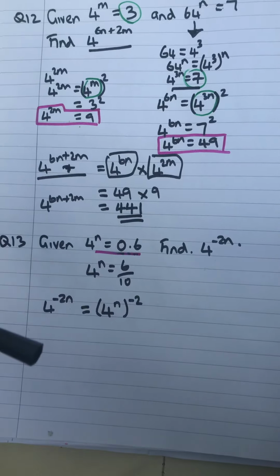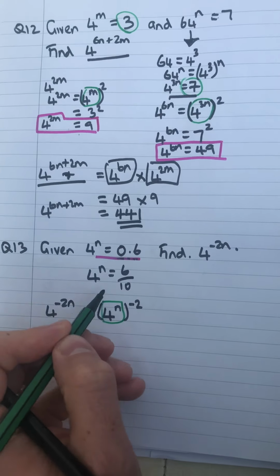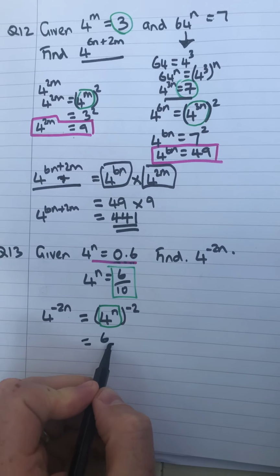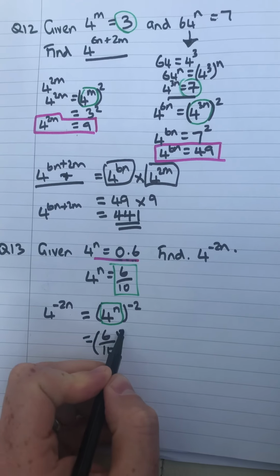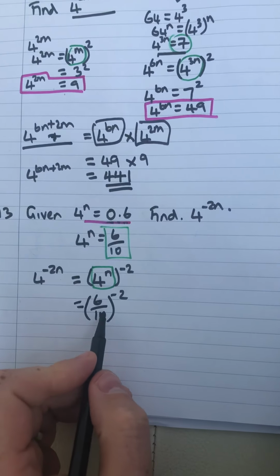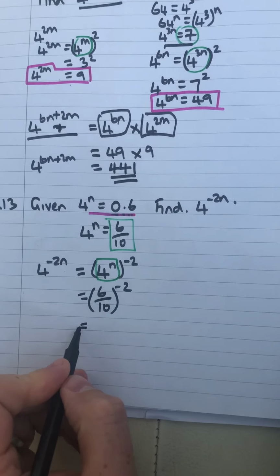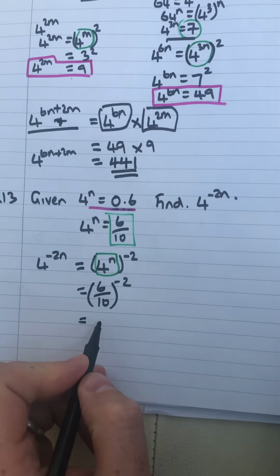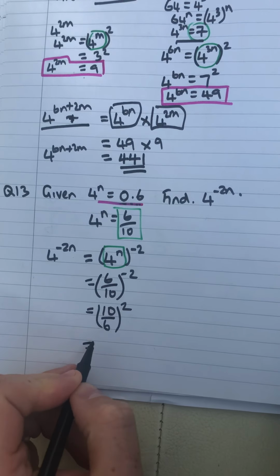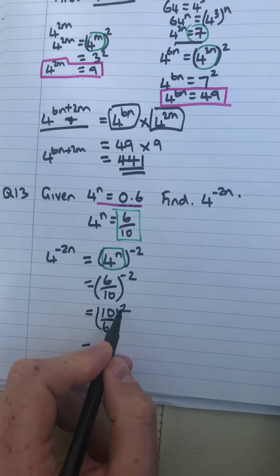So, do I know what 4 to the power of n is? Well, I do. It's there. It tells me it's 6 over 10. So 6 over 10 to the power of minus 2. Now, what do we do when it's a minus power? Flip it. So that'll be the same as 10 over 6, take the minus out, squared. And then square it. You get 10 squared and 6 squared.